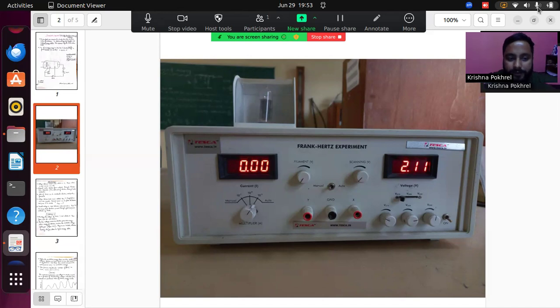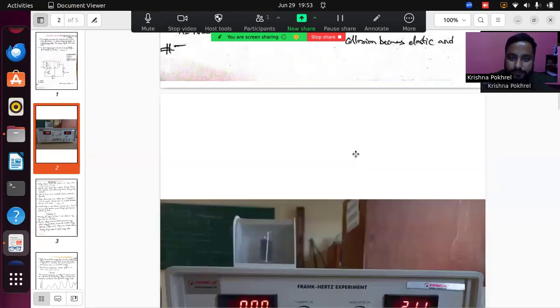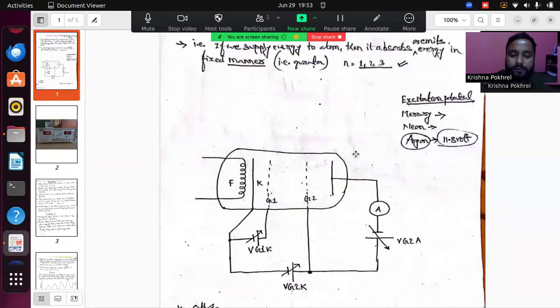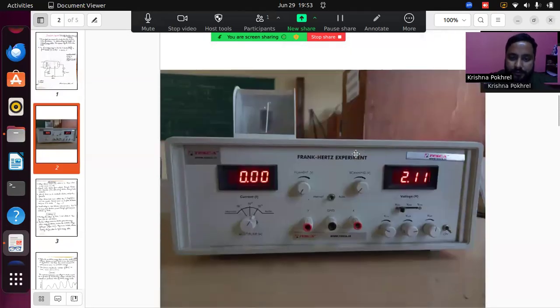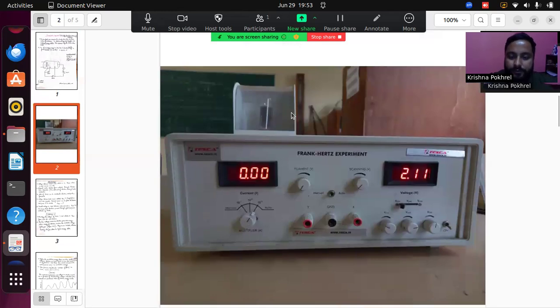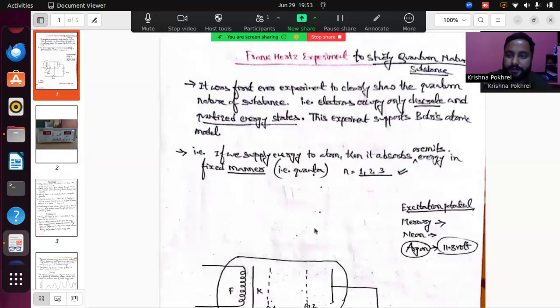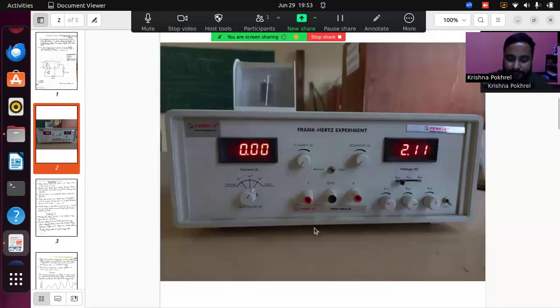Today I'm here to share my knowledge regarding a Frank Hertz experiment to prove the quantum nature of a substance. This is a Frank Hertz experiment. Today we'll see how to set up this experiment, what is the internal circuit of this experiment, how this experiment works, and how we can show that it supports the study of the quantum nature of substance.